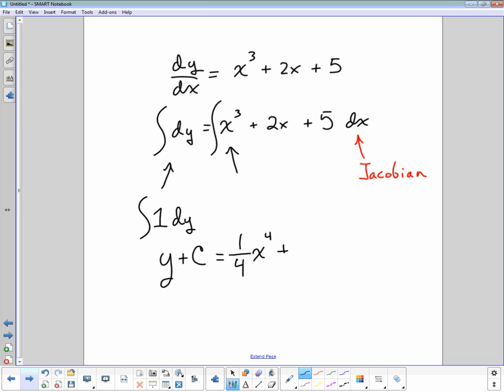Now, the next fellow. That equals 2x. And the last one, plain old 5. And let's not forget plus c. Now wait, these may be different c's, right?